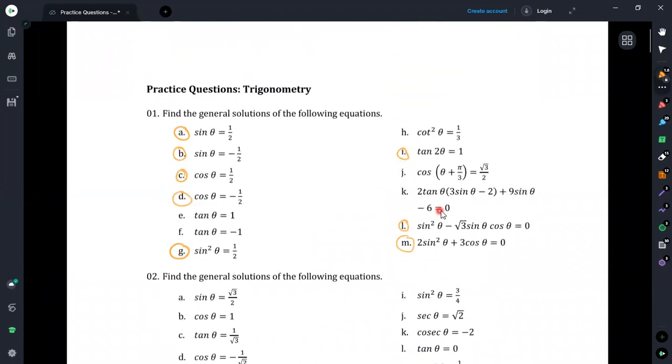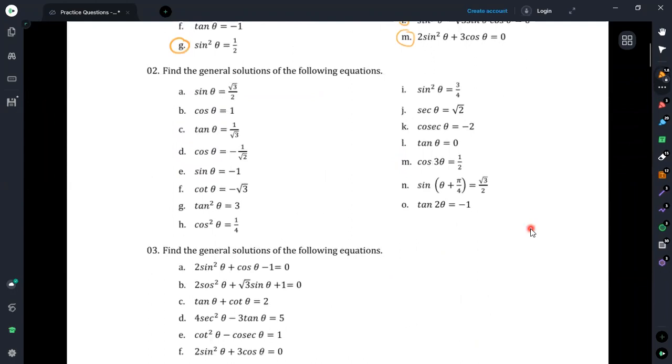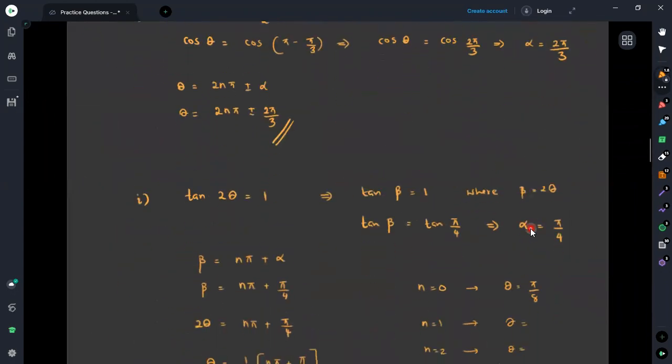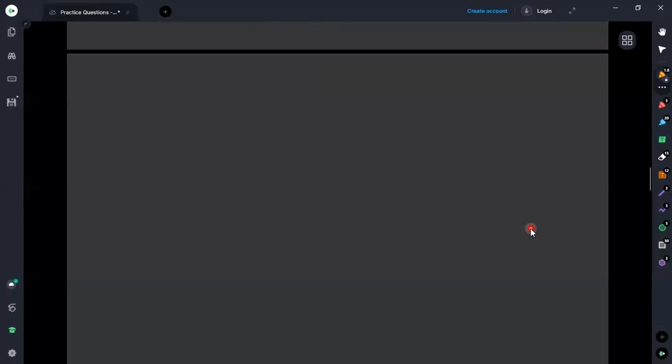If we move on to the next question, it is sine squared theta minus root 3 times sine theta times cosine theta equals 0. It is the question that I'm taking now. Here the question is given in part L: sine squared theta minus root 3 times sine theta times cosine theta is equal to 0. This is the expression given for us to solve. Then we need to obtain the solution.